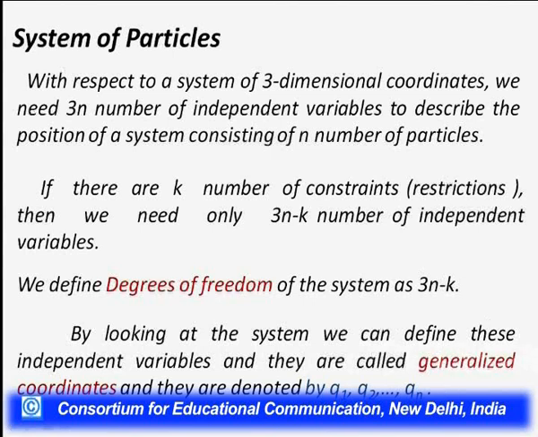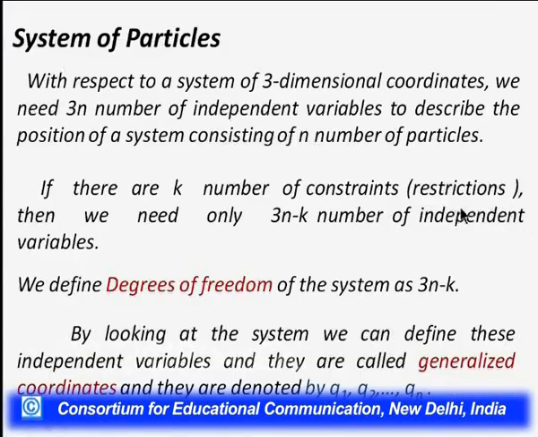By looking at the system, we can define these independent variables, and that's why they are called the generalized coordinates, denoted by q1, q2, up to qn, if we have n of them. Constraints. What are the constraints? Here we use the word k constraints, meaning k restrictions.